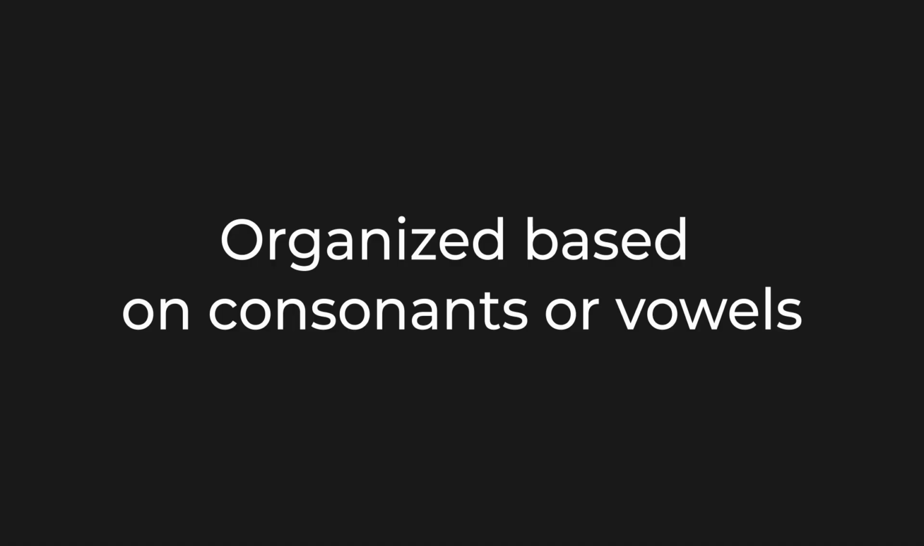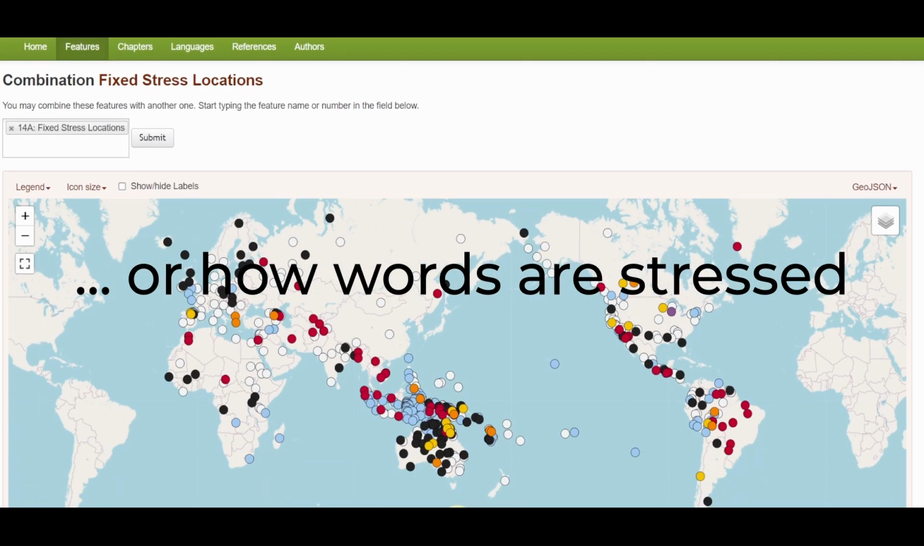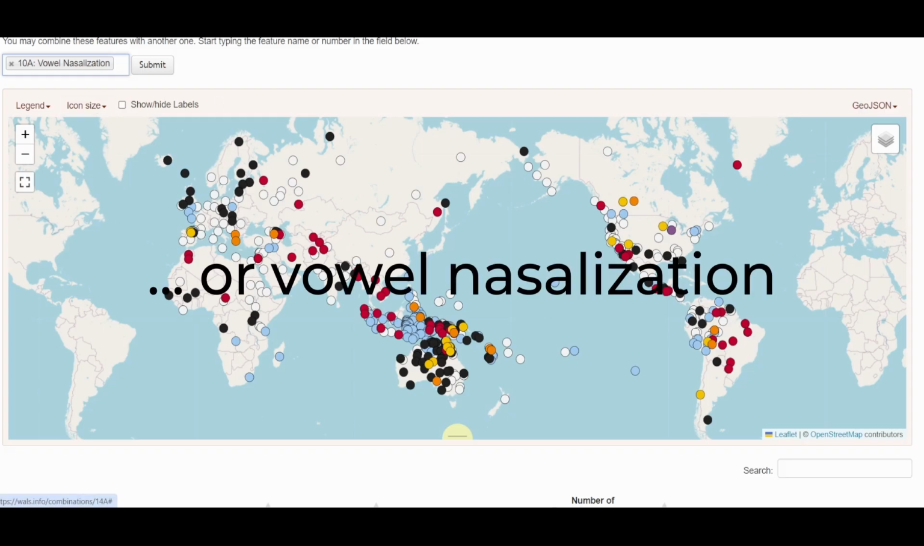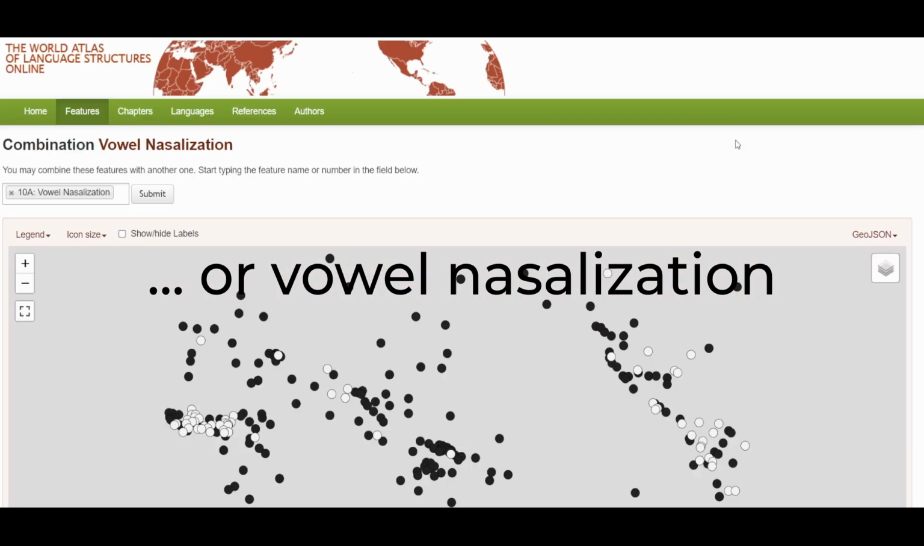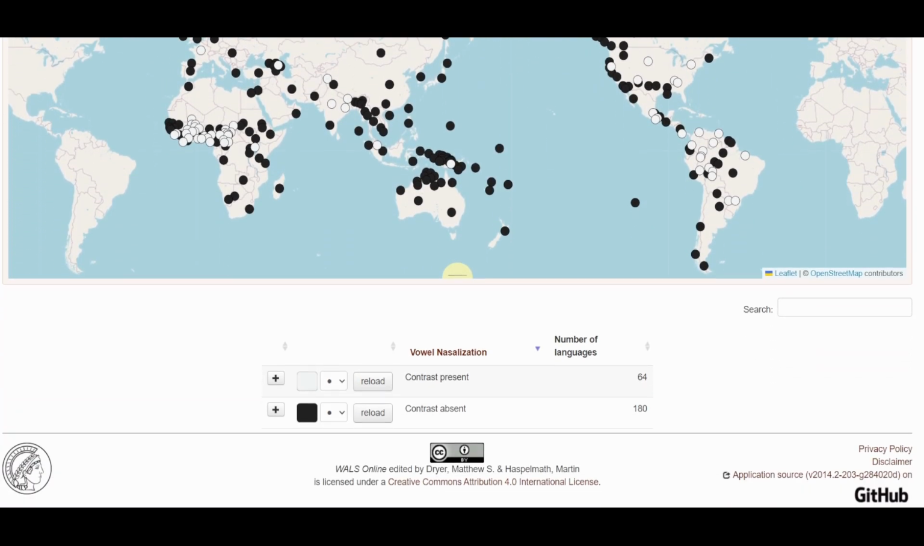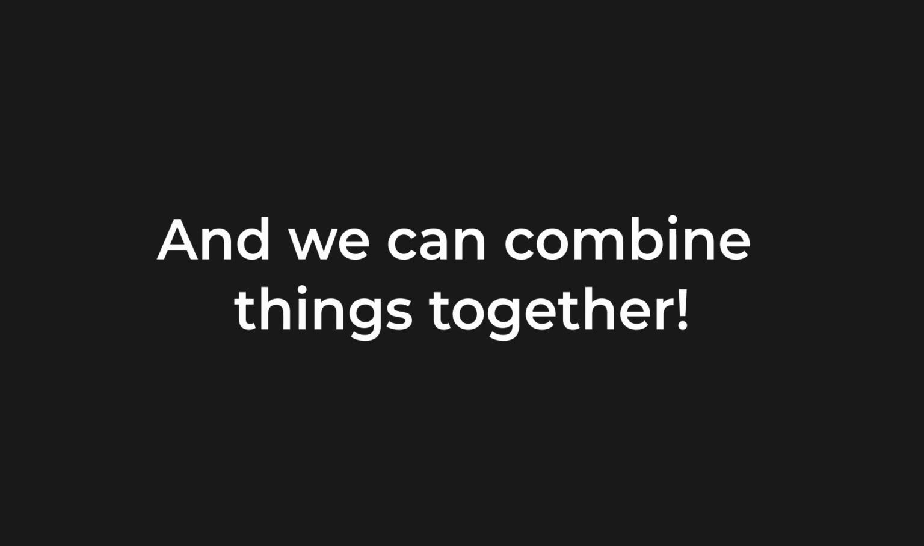This can also lead us to a more in-depth organization of languages based on phonology. We could organize our languages based on their consonant-to-vowel ratio, or how words are stressed across languages. We could also look into what languages have vowel nasalization, or the rhythm type in the language. All of these examples are found on the WALS, and they can also be combined together to refine how we can organize our 7,000 languages.